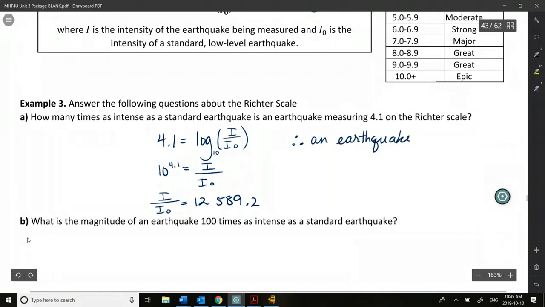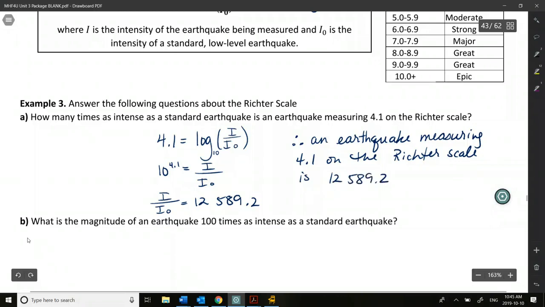So therefore, an earthquake measuring 4.1 on the Richter scale is 12,589.2 times more intense than a standard low-level earthquake.